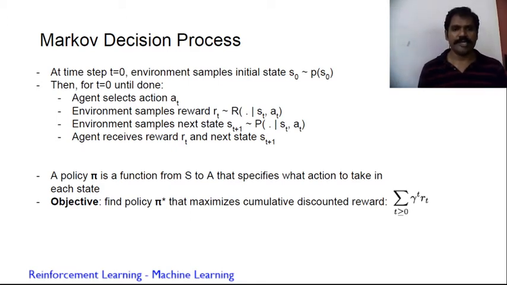So the objective is to find the policy pi that maximizes the cumulative discounted reward, given as the summation of gamma to the t times RT, that is, the reward. At each time step the gamma value is multiplied with the reward. So from S0 to S1 I will be getting some reward, S1 to S2 I will be getting some reward. The summation of all these, the cumulative discounted reward, should be maximum.